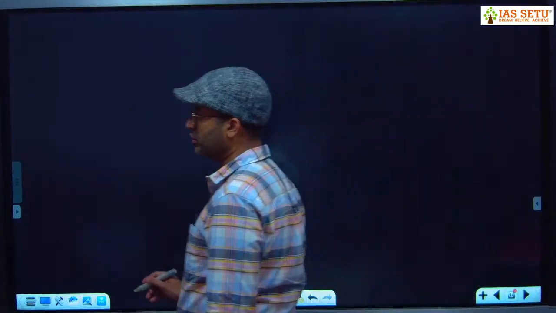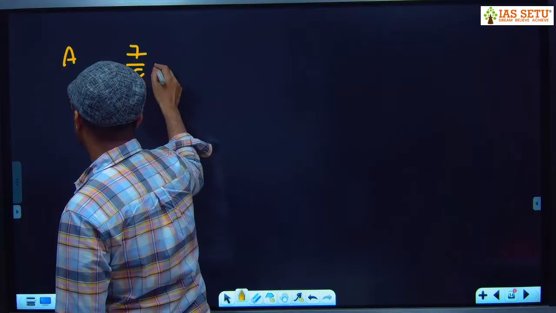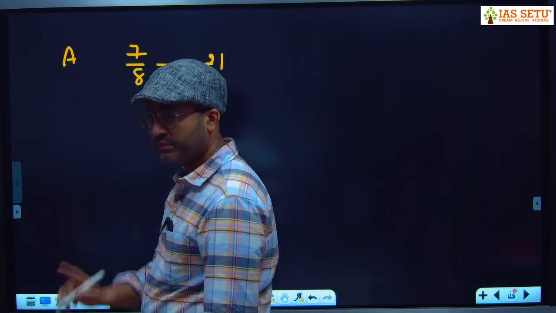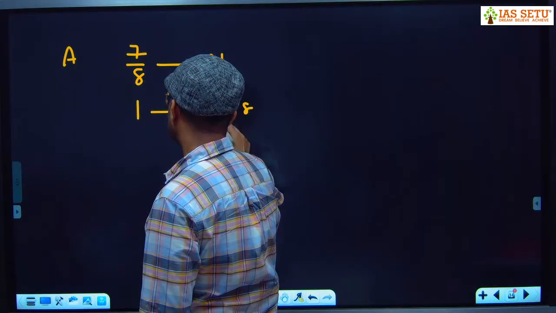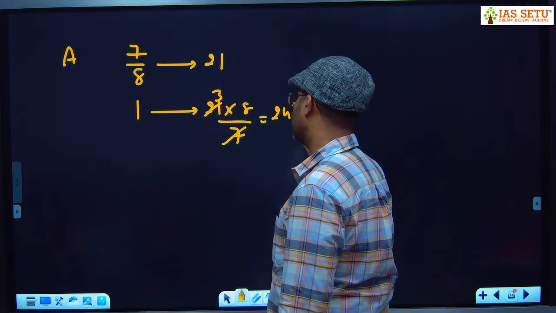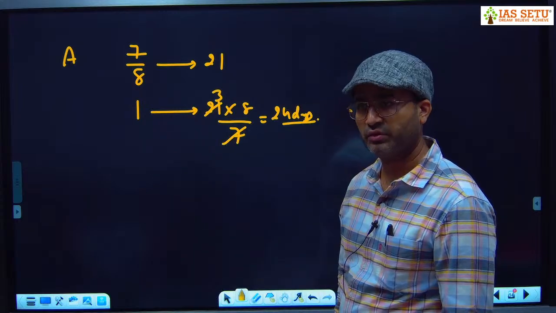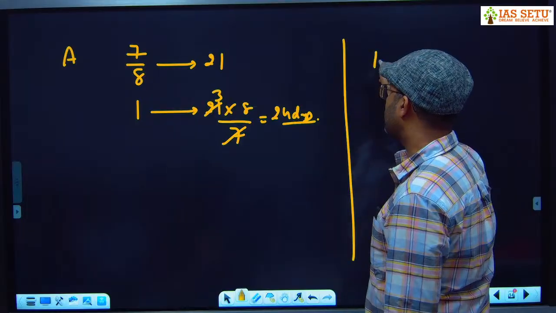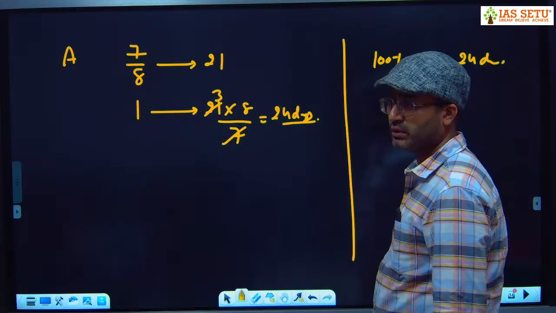So how to handle this question? A man doing 7/8 work in 21 days. It means complete work, cross multiplication, 21 into 8/7. So here 3 into 8, 24 days. And complete work is 100% work. या तो 1 बोलो या 100% बोलो, both are same. So it means that the man can do 100% work in 24 days.